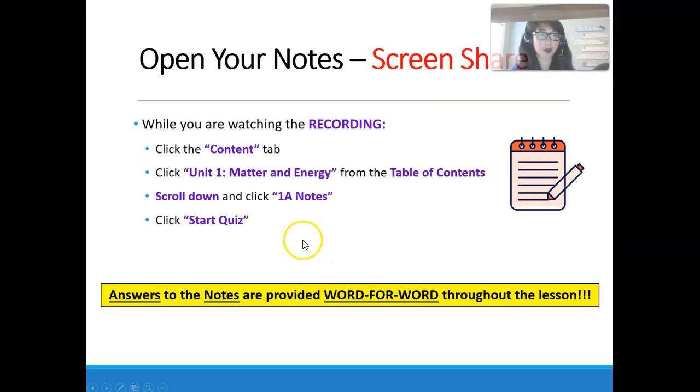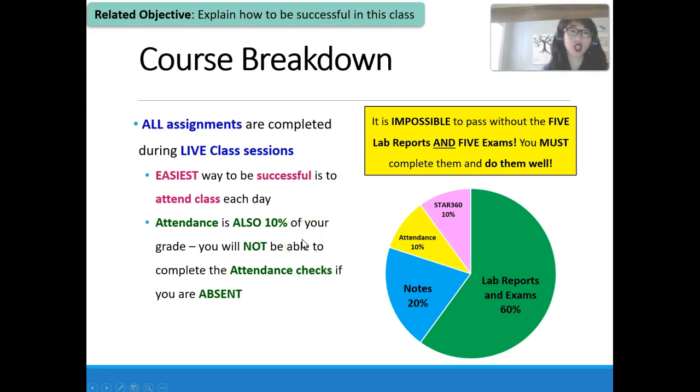So that being said, course breakdown: we want to explain how to be successful in class. All assignments are completed during live class sessions. Therefore, the easiest way to be successful is to attend class every day, or on days we don't have class, to watch the recording of what we would have learned in class. Attendance is also 10% of your grade. You can't complete any of the attendance checks if you're absent, so you have to actually be in the virtual class to get your attendance.